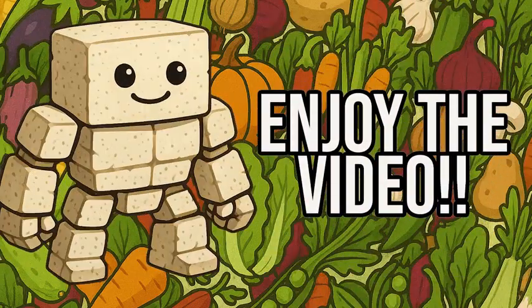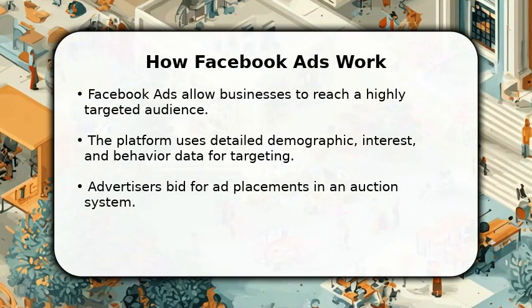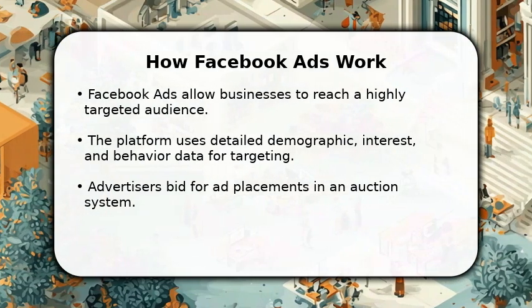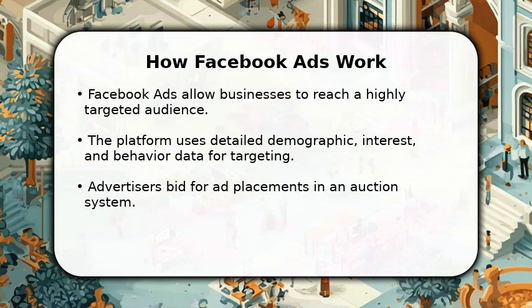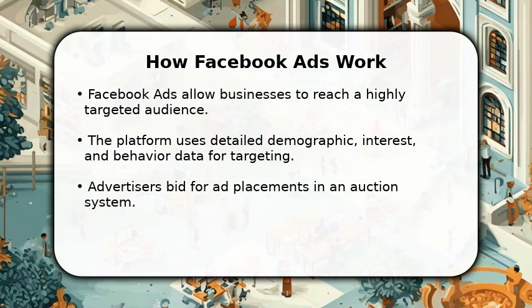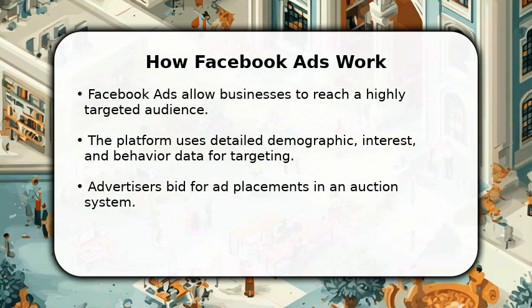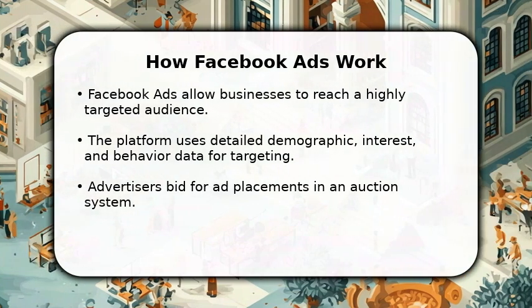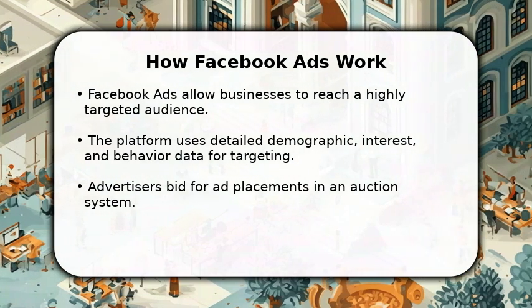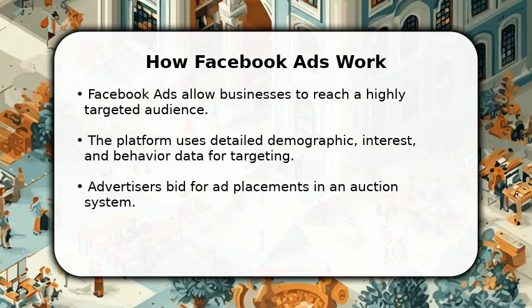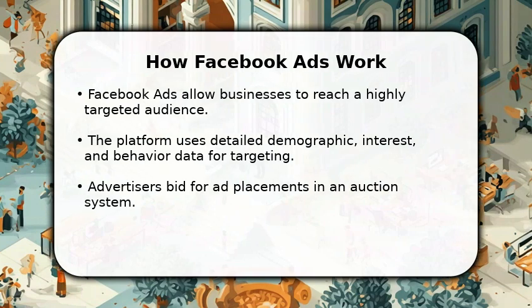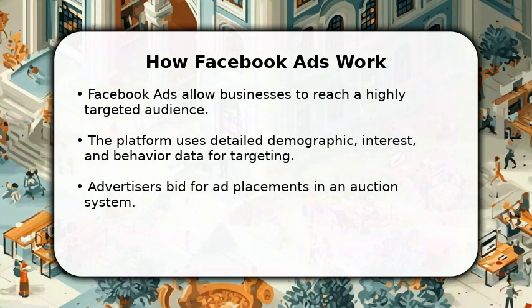Please enjoy the video. In this video, I will explain how Facebook ads work. To begin, Facebook ads allow businesses to connect with a highly specific audience across its family of apps. The platform leverages extensive data on demographics, interests, and behaviors to ensure your message reaches the right people. Advertisers participate in an auction system, bidding for optimal ad placements.